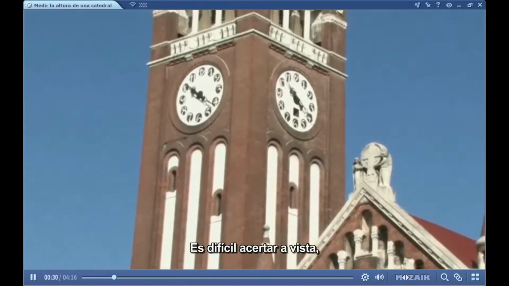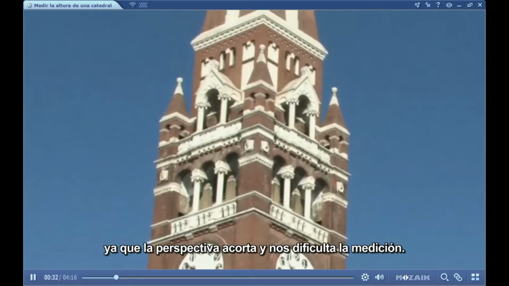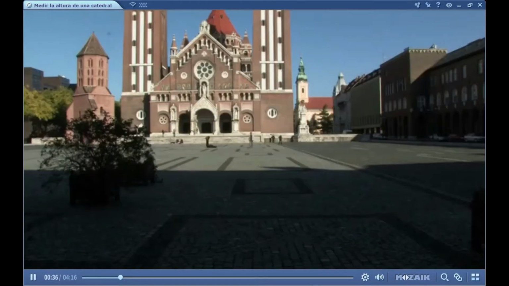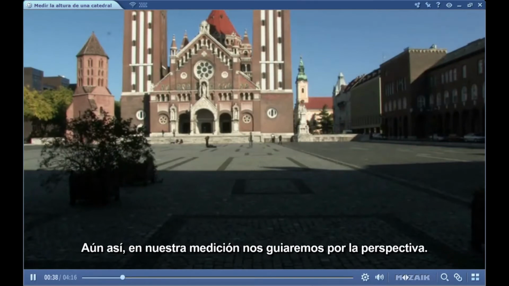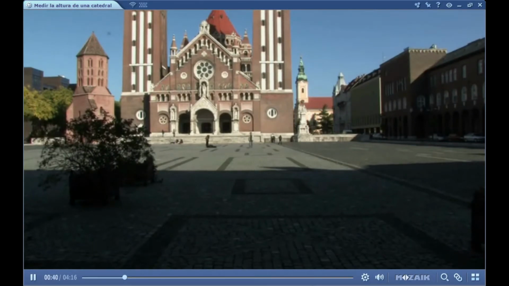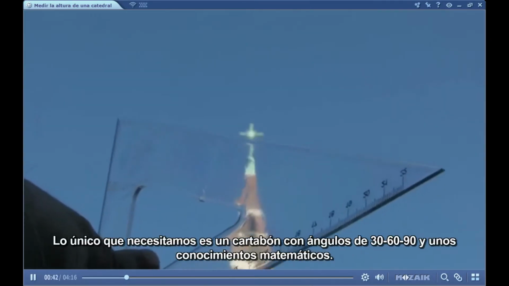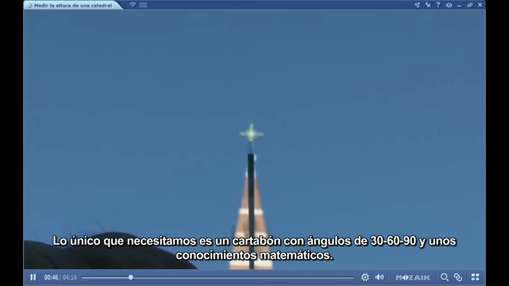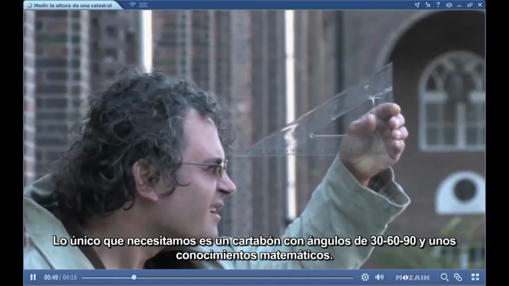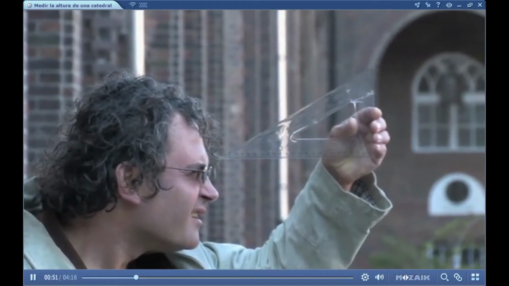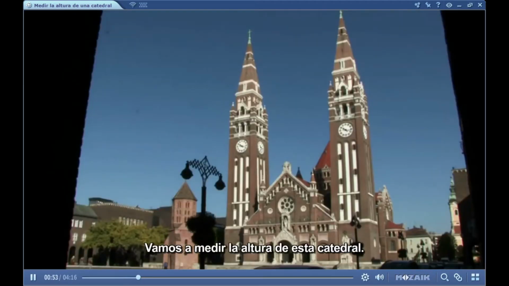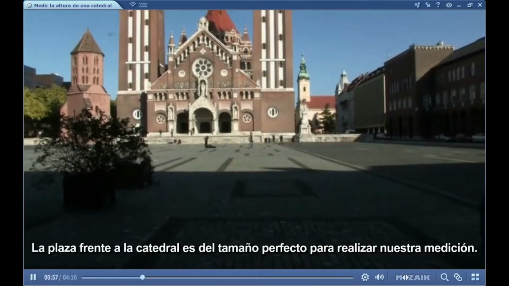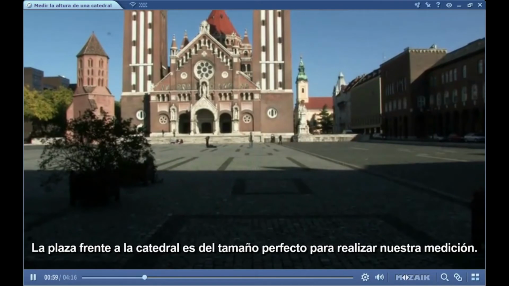It is tough to make a guess just by looking, as the shortening of the perspective makes measuring even more difficult. Yet in our measurements, it is perspective we will rely on for help. The two things we'll need are a set square with 30, 60, 90-degree angles and some mathematics. Let's measure the height of this cathedral. The large square in front of the edifice is just the right size to make these measurements.